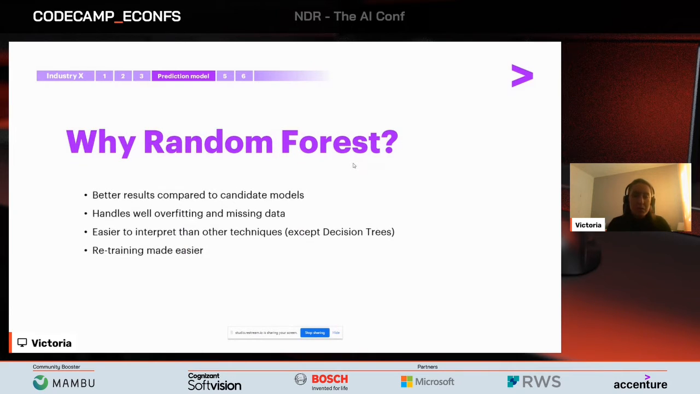Regarding the choice of the model, we chose random forest because it was better than the other models that we tried, obviously, but why did it do so?